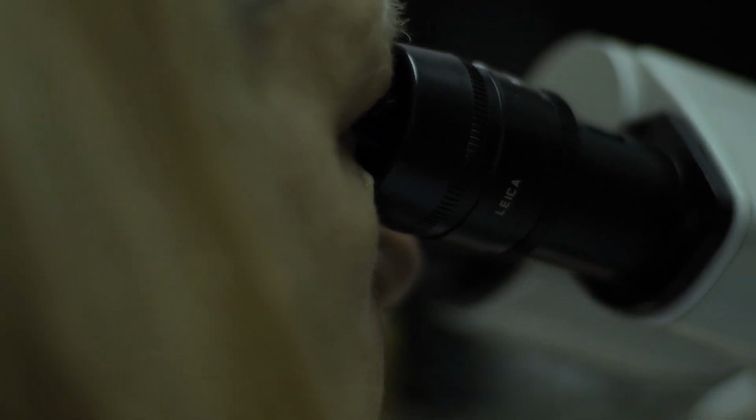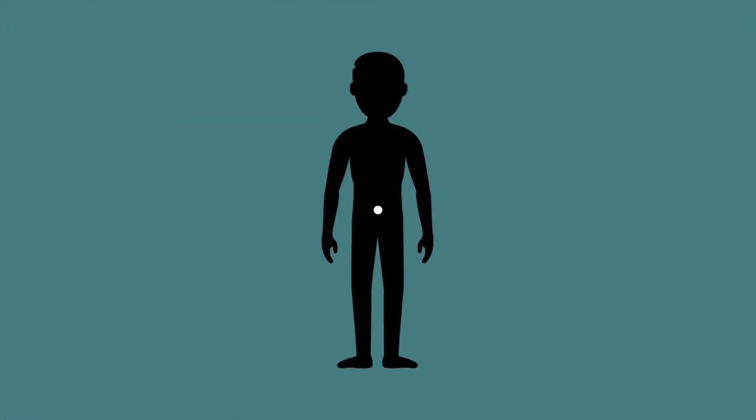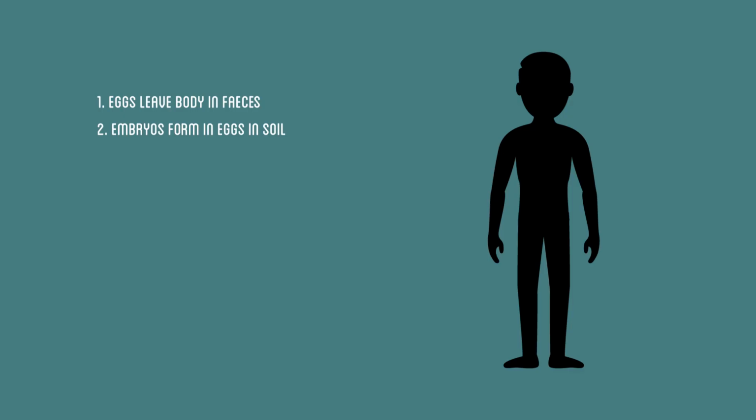It begins with an infected person passing out undeveloped eggs in their feces, and if this happens in the environment, they will take time in the soil to mature. This could take 3 to 4 weeks depending on temperatures and humidity. And then a person would accidentally ingest the infective stage eggs, which have an L2 larva in them.